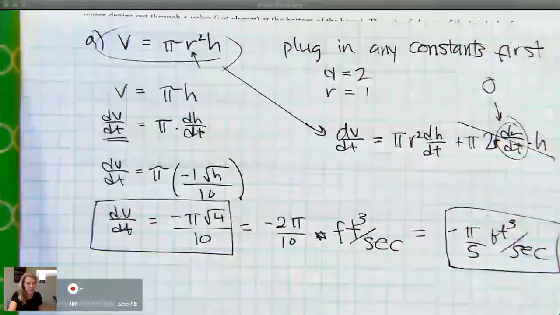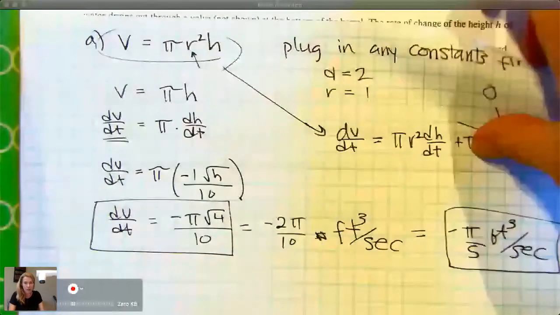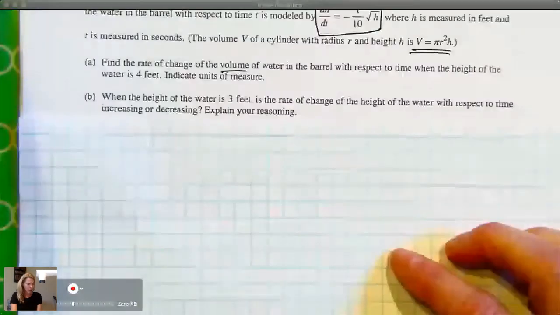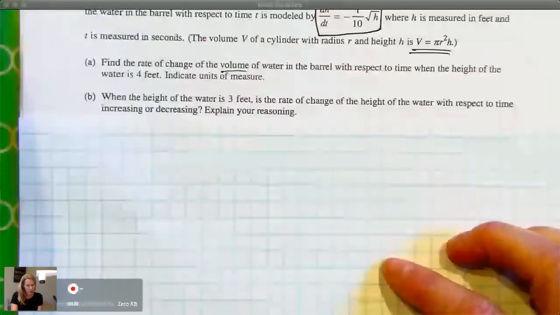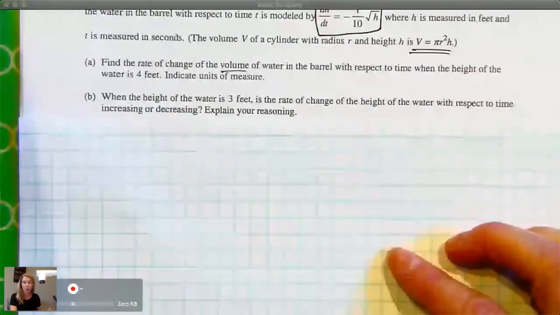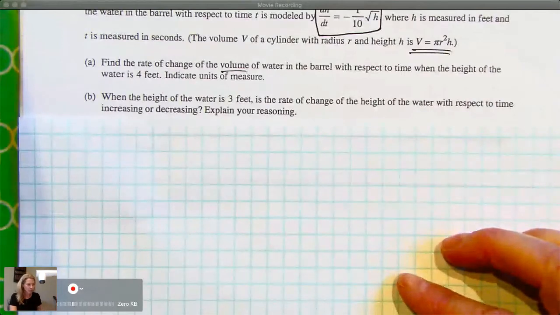Okay, part B says, when the height of the water is 3 feet, is the rate of change of the height of the water with respect to time increasing or decreasing? This seems kind of familiar. So we're trying to figure out whether the rate is increasing or decreasing. You see the relationship to that last problem we just did, where we were looking at whether the rate of the amount of fish was increasing or decreasing.